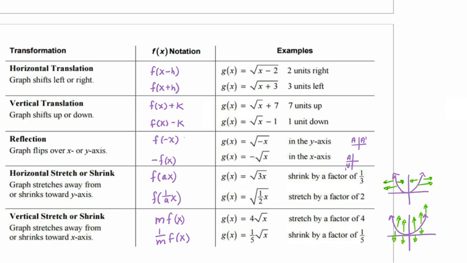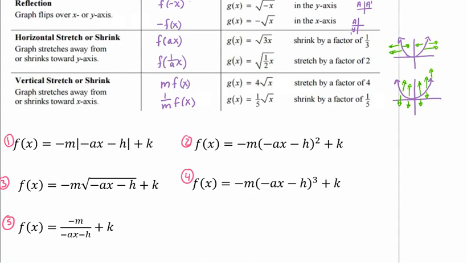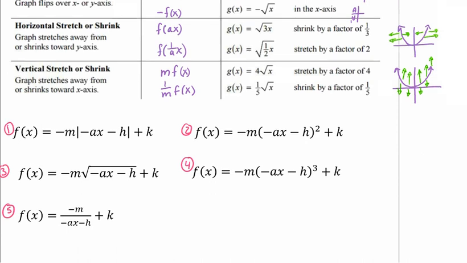These a, h, m, and k values don't just relate to the square root function. Take a look at our 5 functions here. Do these functions look familiar? They match up with our parent functions at the top. We have our absolute value function for number 1, our quadratic function for number 2, our square root function number 3, our cubic function number 4, and our rational function for number 5. So these transformation rules don't just go with the square root function, but they will work for all of our parent functions. So it's important to learn that notation and to understand that notation because it applies to so many different types of functions and equations.